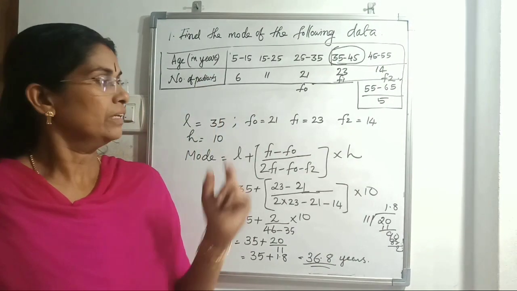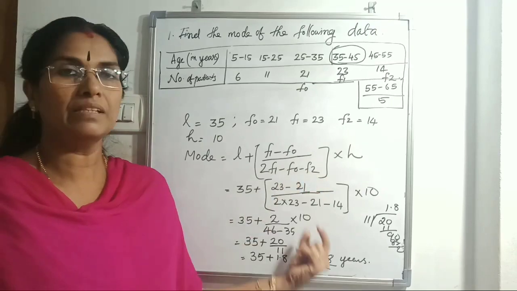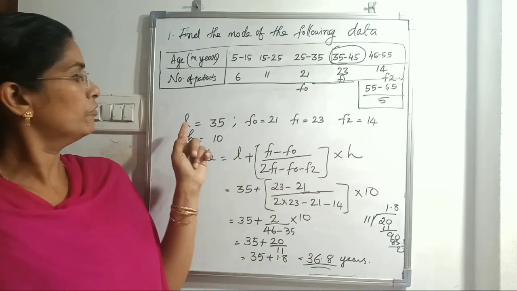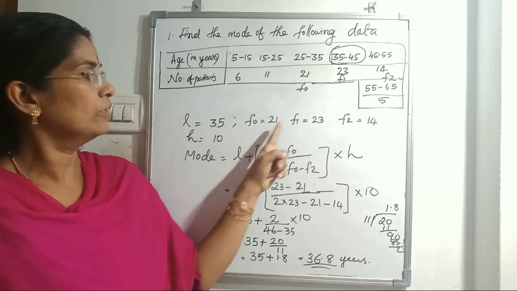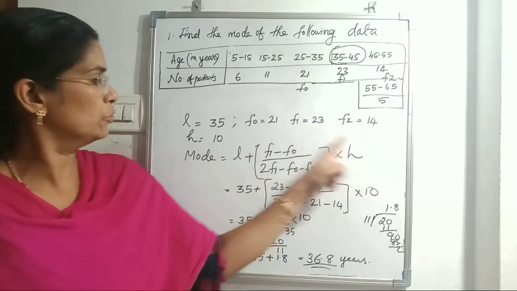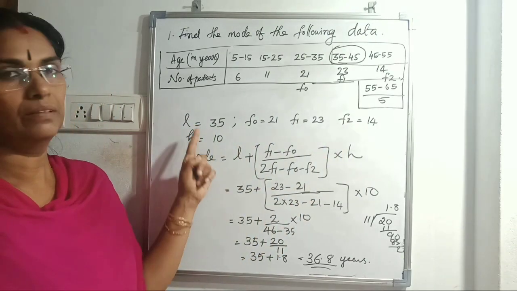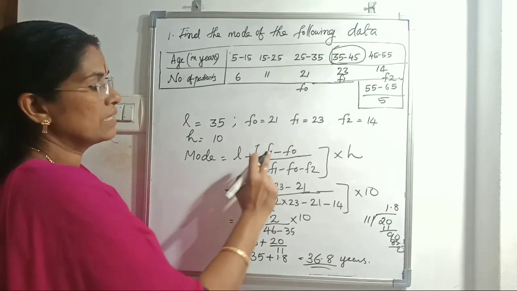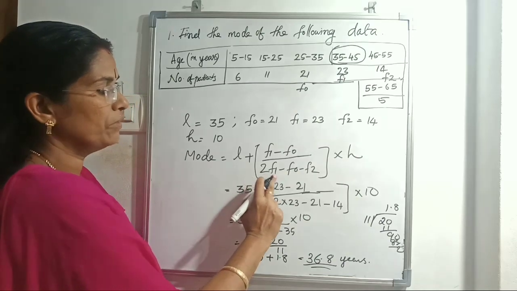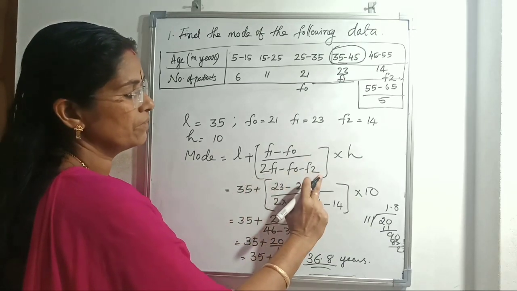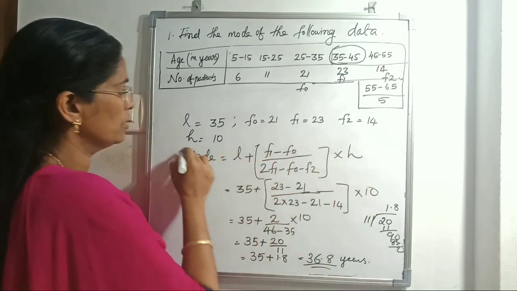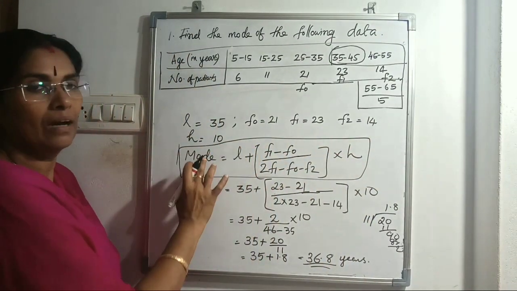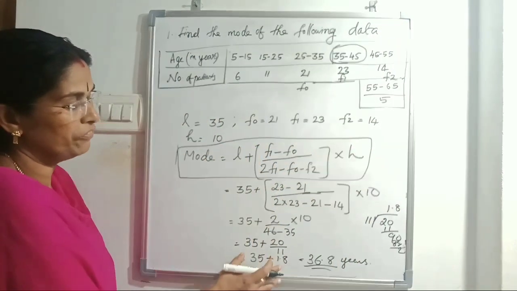36.8. If you know this formula, it is very simple. Just apply the values. But you need to know what L, F0, F1, F2 and H are. Then you can apply the formula: L plus (F1 minus F0) divided by (2F1 minus F0 minus F2), into H. This you have to learn by heart. After that comes the simplification.